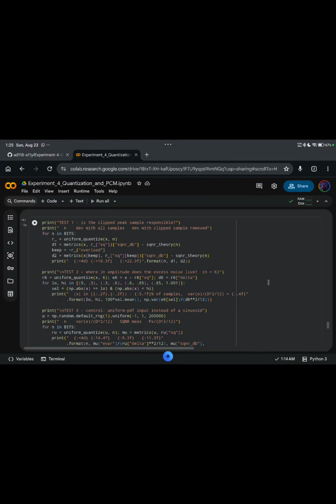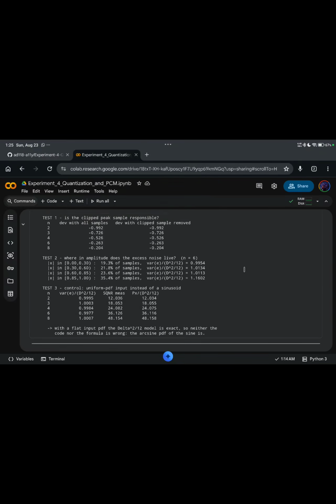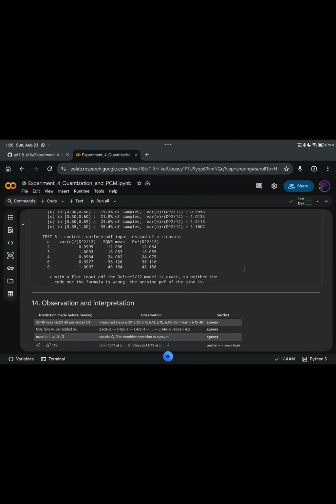The second test divides the signal into amplitude regions. The largest excess error occurs near the positive and negative peaks of the sinusoid. The third test uses a uniformly distributed random input instead of a sinusoid. For this input, the measured error variance agrees with delta squared by 12. This confirms that the quantizer implementation and the theoretical model are correct. The difference occurs because a sinusoid does not have a uniform amplitude distribution.